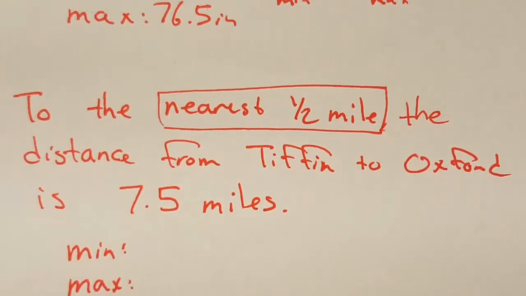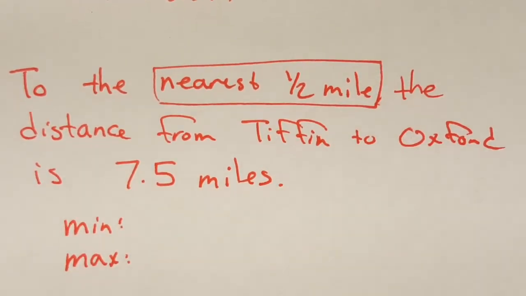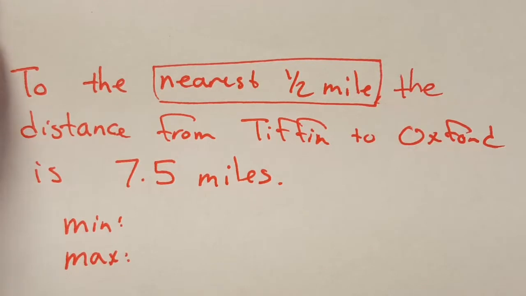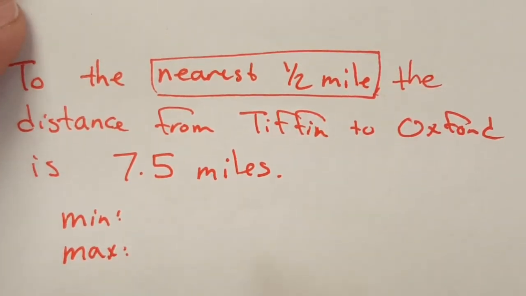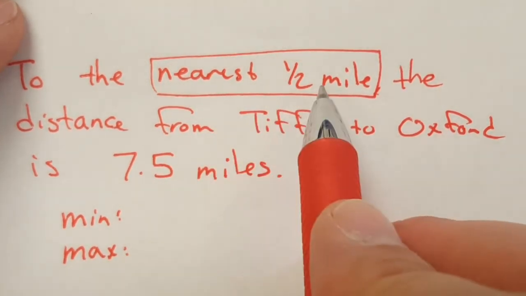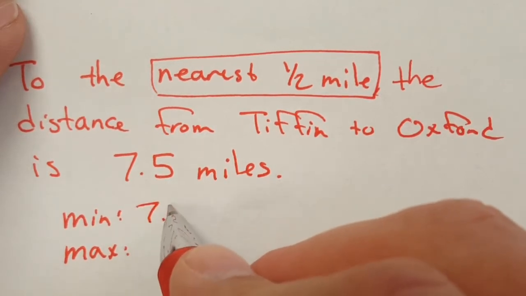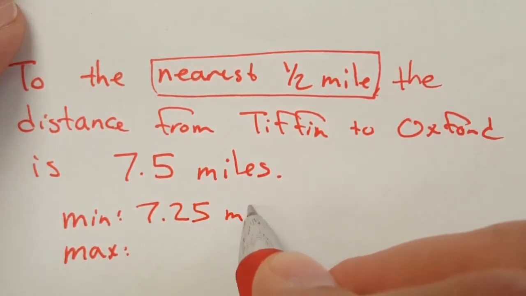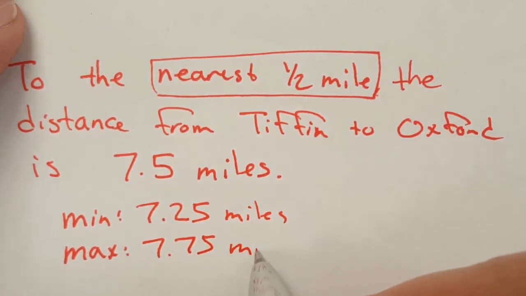To the nearest half mile, the distance from Tiffin to Oxford is 7.5 miles. Okay, so it's rounded to the nearest half mile. We're trying to be more accurate. Usually the smaller you round to, the more accurate your distance is. So we're saying, oh, it's about 7.5 miles. Well, if we rounded to the nearest half mile, where could it actually be? Nearest half mile means you could be plus or minus a quarter mile. So if you take a quarter away, it could be 7.25 miles for the minimum. The maximum, it could be 7 3/4 miles.